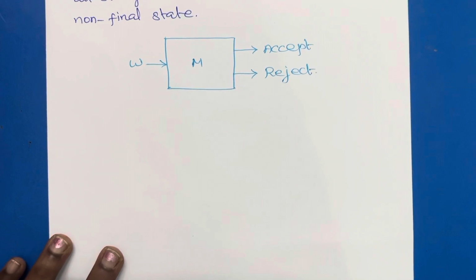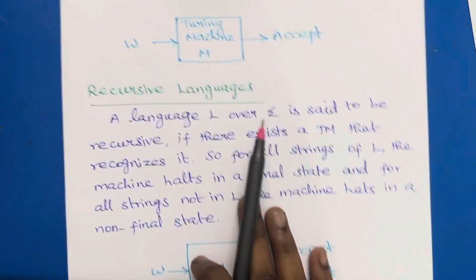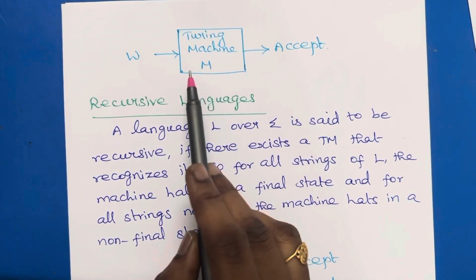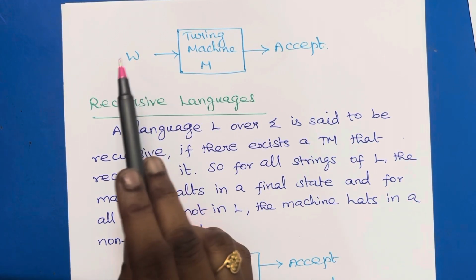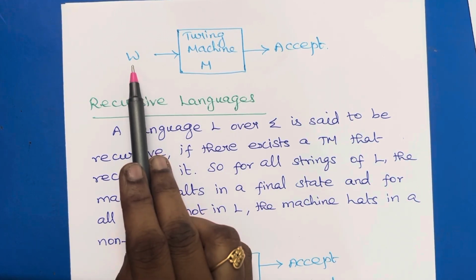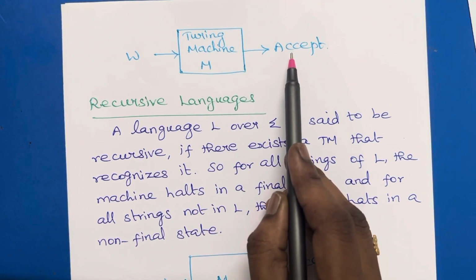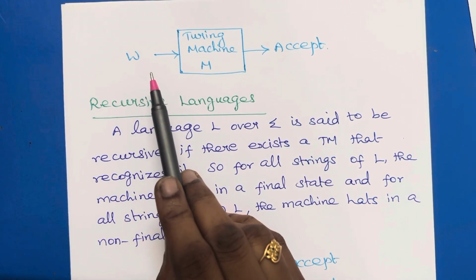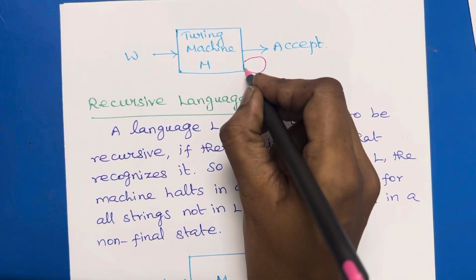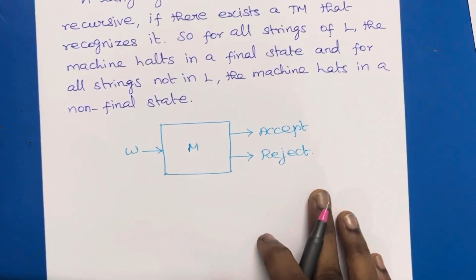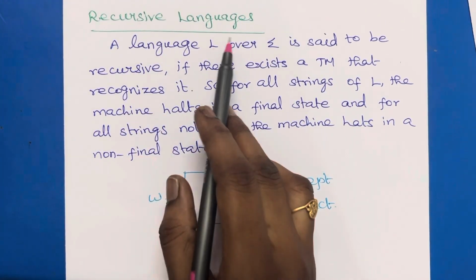It means, this is the Turing machine M and the input string is called W. If the input string is a correct input string, it will be accepted by the Turing machine. But if the input string is not correct, then it will enter into an infinite loop. It won't reject it.